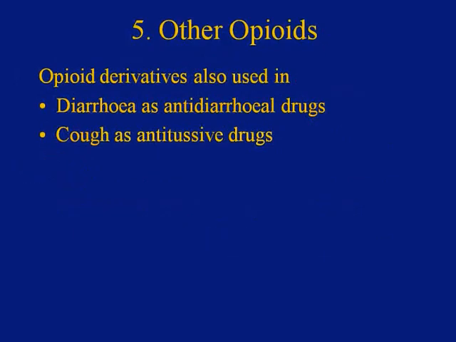And the last group is opiates used for other purposes. For example, one of the effects of opiates is to slow down the peristaltic activity of the intestine, and that gives a side effect of constipation, and also it makes it a treatment for diarrhea. So diarrhea has been treated in the past by using opium or other opiate drugs.